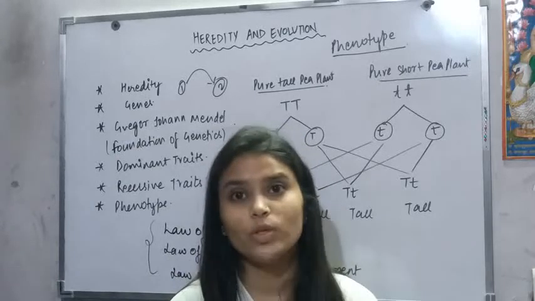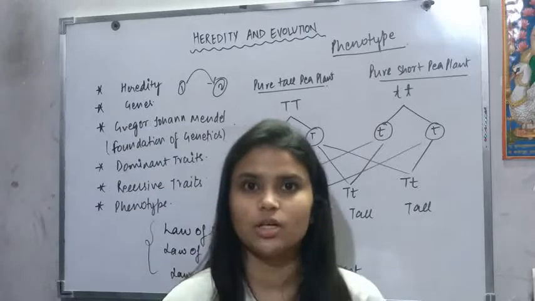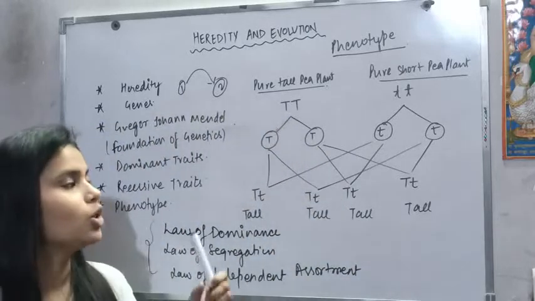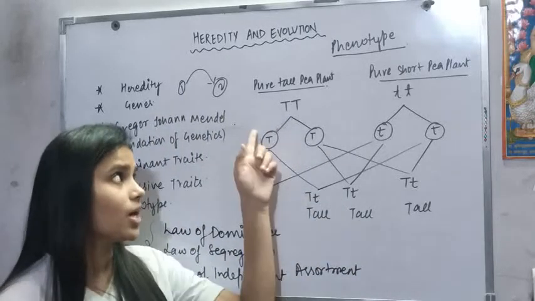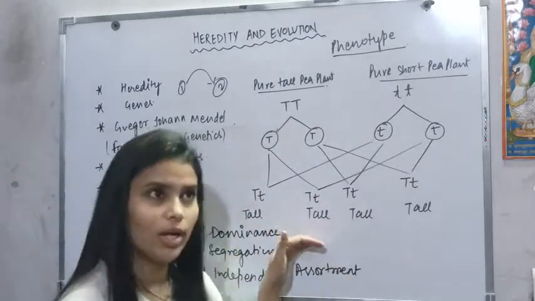Now what do we mean by the dominant traits and recessive traits? Actually, the traits which express themselves, which show their effect in one generation, are known as the dominant trait. For example, here you can see this is actually a cross. This I will explain to you later.